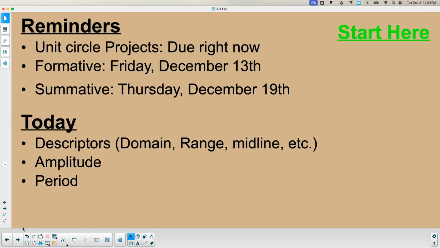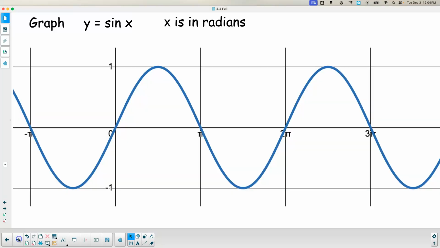Then that's going to be turned around and we're going to graph tangents and secants and cosecants and cotangents. And then on the 19th, which is the Thursday before winter break, that is when your graphing trig functions test will be. Okay? So 13 is a formative, 19 is a summative. Let's get at it.